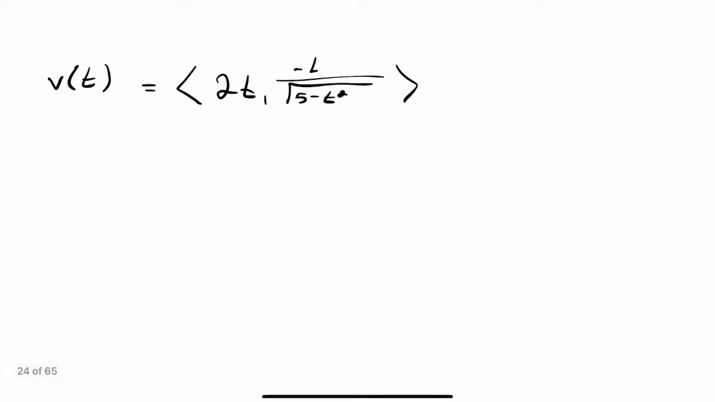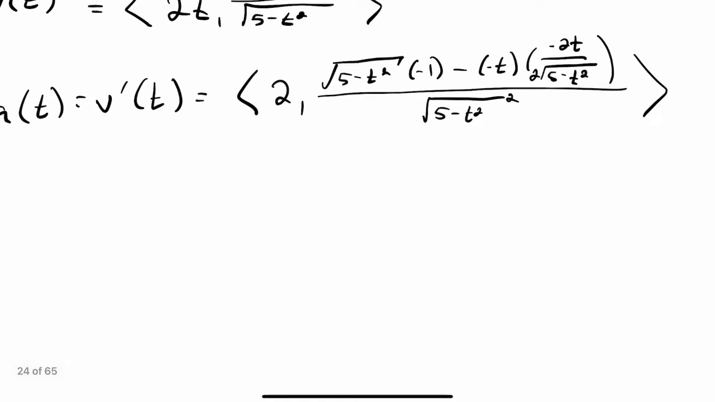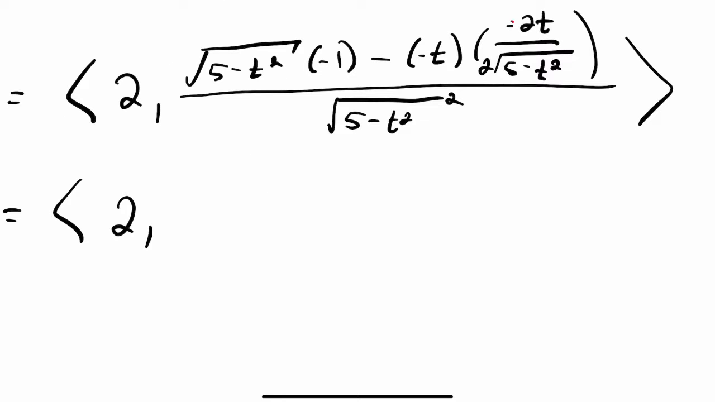So now let's find the acceleration vector, which would be the derivative of the velocity vector. That would be 2 for the x component, and then we have to use quotient rule for the y component. Quotient rule gives us all of that. We have a negative sign here and a negative sign there, so those will cancel out. And notice we still have the negative sign out front. That's not going to go away. We have 2 divided by 2, so those will reduce.